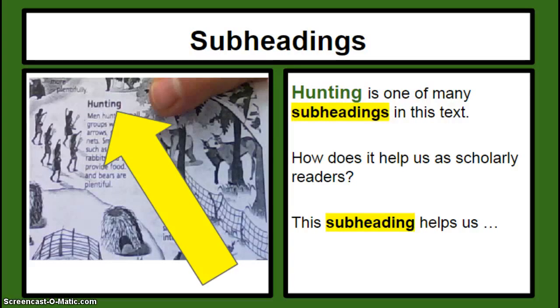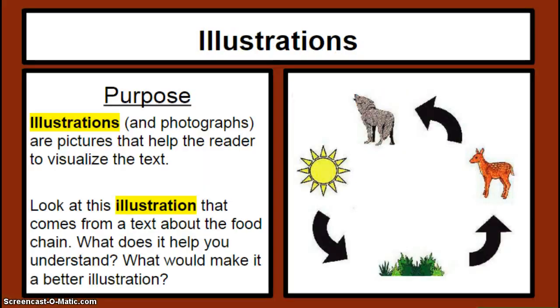Drum roll, please. Illustrations and its counterpart, photographs, are pictures that help the reader to visualize the text. That word visualize is kind of a big word. Let's talk about it. It means that you can see what the text is talking about. It creates a visual of the text. So that's what an illustration or photograph does. It's a picture that helps the reader to visualize the text.